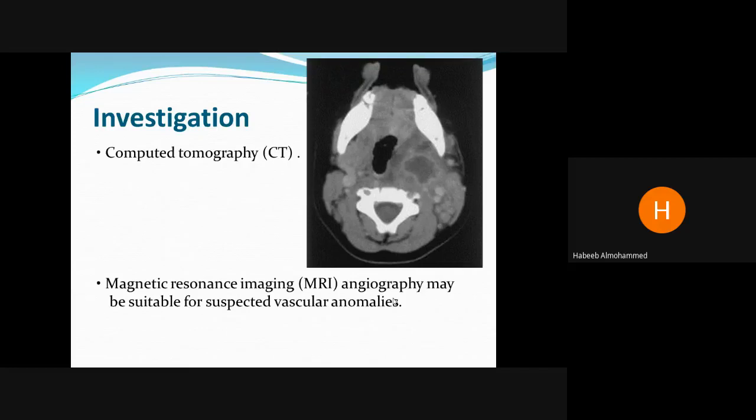CT scan is the imaging study of choice in case of deep neck space infection in general, usually with contrast. This picture shows a hypodense area with a rim of enhancement. This is a characteristic feature of deep neck space abscess formation. MRI angiography may be suitable for suspected vascular anomalies when you come across a pulsating mass in the pharynx.